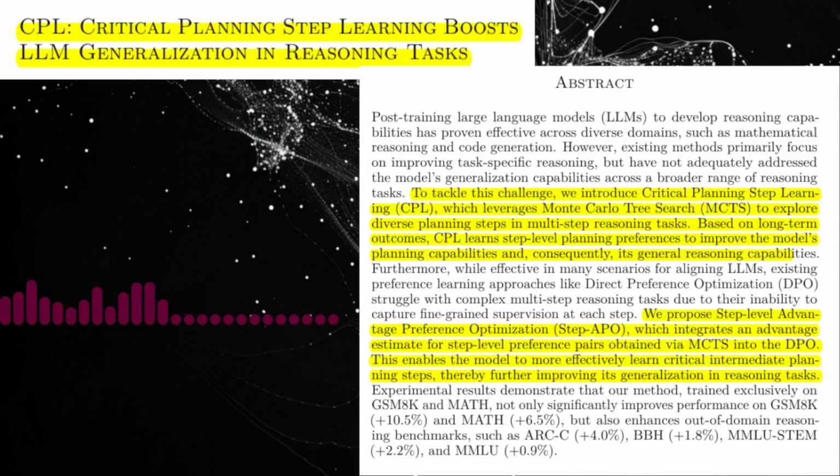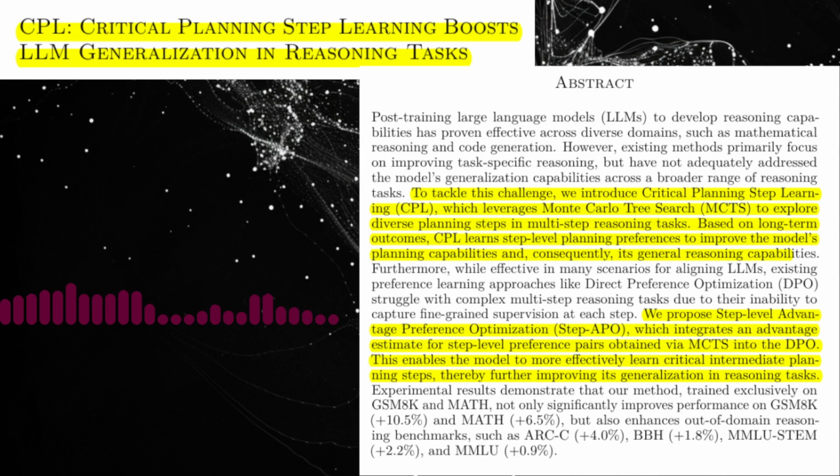What are the potential limitations of this approach? One potential limitation is the computational cost associated with MCTS. Exploring the vast search space of planning steps can be computationally expensive, especially for complex reasoning tasks. However, the paper demonstrates that CPL can achieve significant improvements even with a limited number of MCTS simulations. That's an important point. Are there any other limitations or areas for future research?